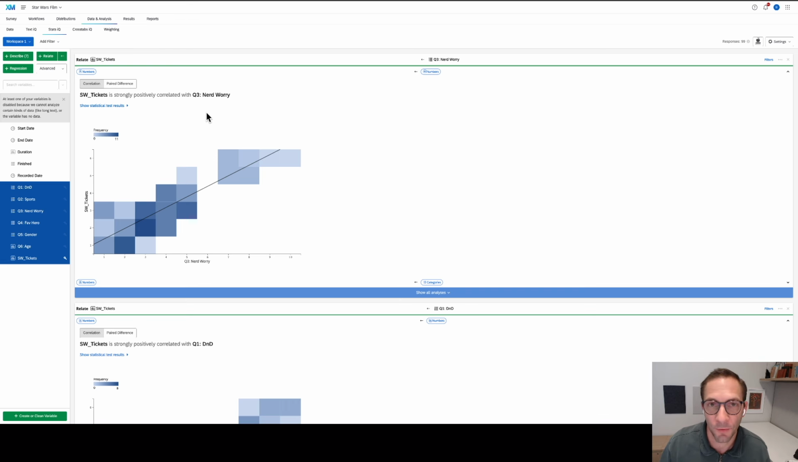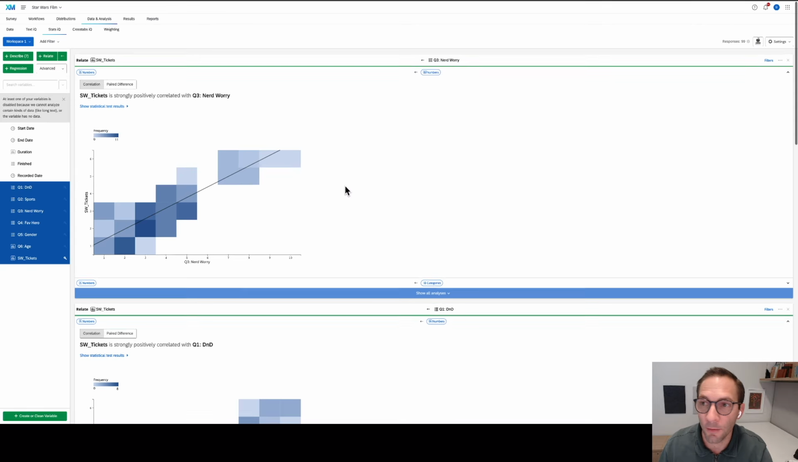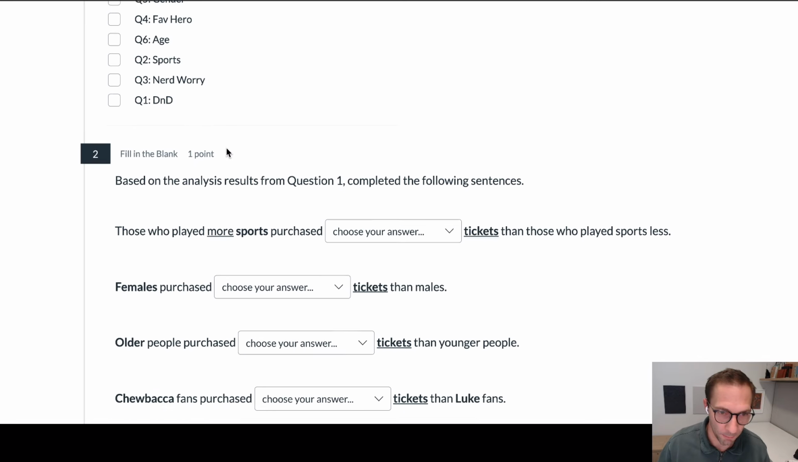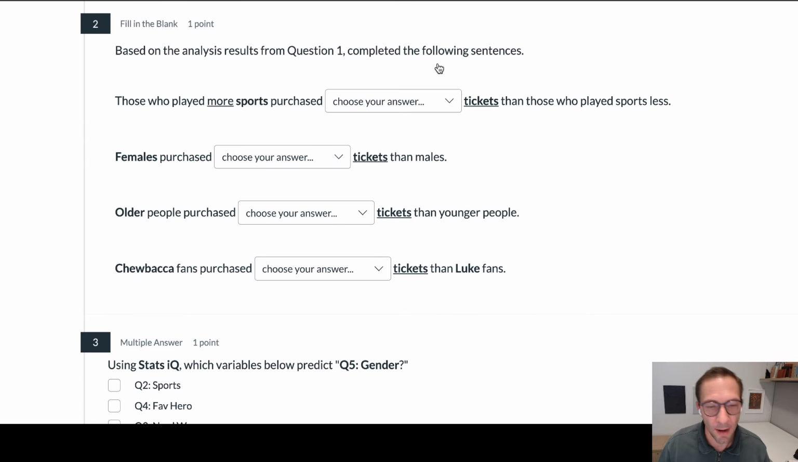And for that first answer, you can really just go off sentences. For instance, SW tickets is strongly positively correlated with Nerd Worry. And these sentences will tell you if it's not a significant relationship; it'll say not a significant relationship. So that first part, you can very easily go through and answer just from the sentences. I'll just let you do that on your own. But what I want to do is focus here on these questions.